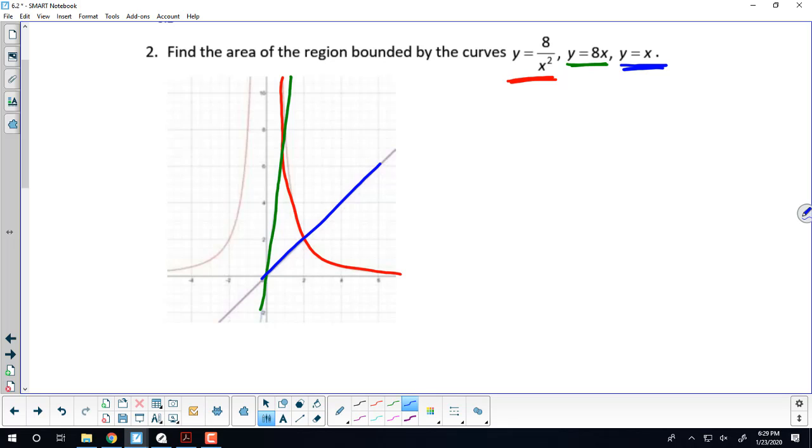Sometimes there's confusion as to which region do I look at? It's the region bound by all 3 of those. Sometimes it's totally obvious, sometimes it's not. But the area we're finding is not this piece right here, for instance, because that piece is only bound by x and 8 over x squared. We want the area that's bound by all 3 of those. So we want to find this area here.